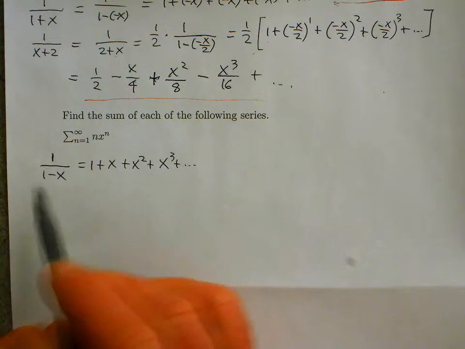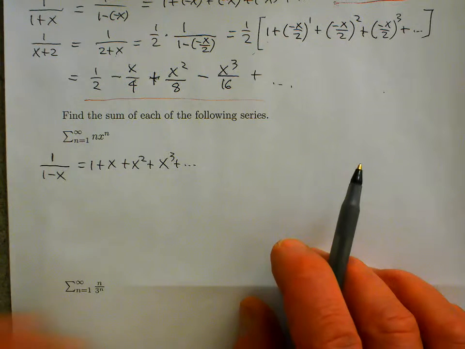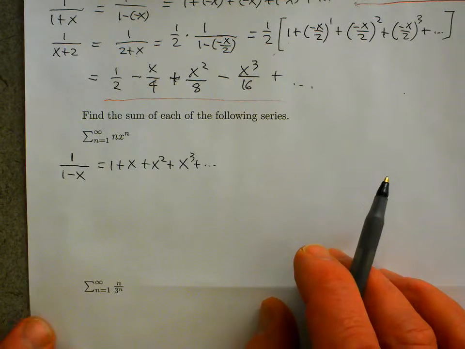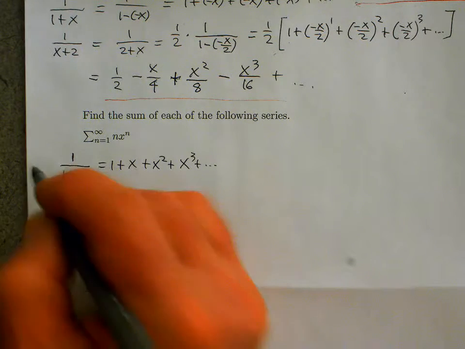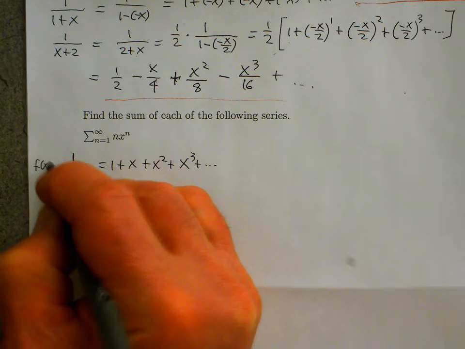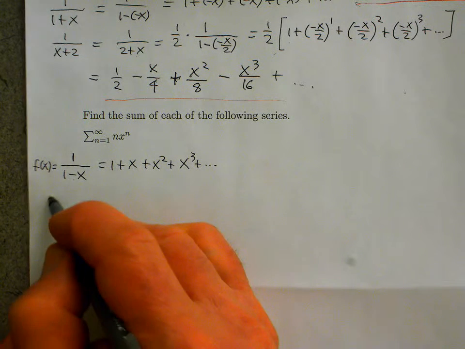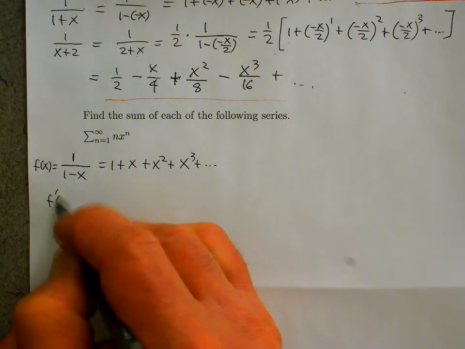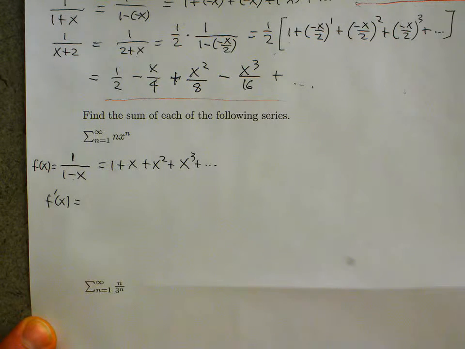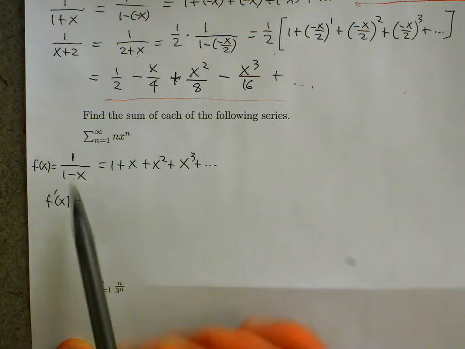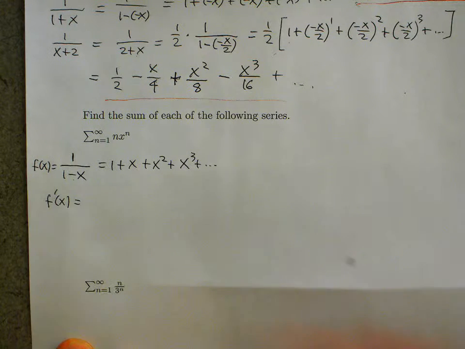Hey, if we take the derivative of this, so I'll refer to this as f of x. f of x equals 1 over 1 minus x. And f prime of x, what's the derivative of 1 over 1 minus x?